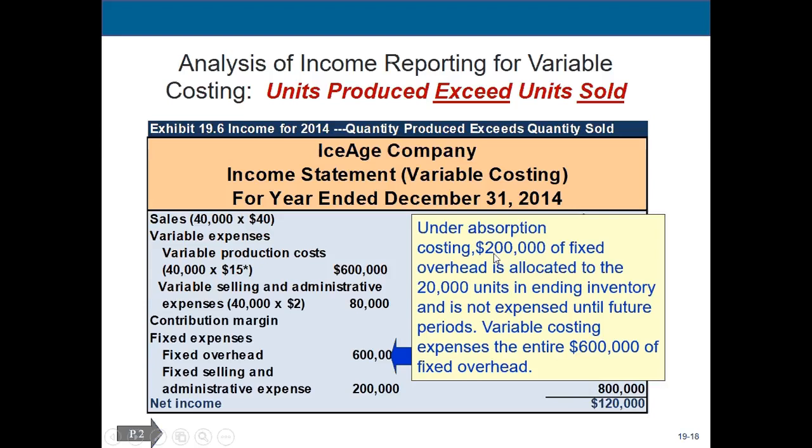Under absorption costing, the 200,000 of fixed overhead was allocated to ending inventory and not expensed. Here it was expensed. Under variable costing, that 20,000 units at $10 per unit, if we go back quite a few slides, fixed overhead came down to $10 per unit. It's the difference between the $25 a unit under absorption costing and the $15 per unit in variable costing. That $10 in variable costing is locked up right here in fixed overhead, and we're able to expense it. But under absorption costing, it's under cost of goods sold, and that $10 gets hidden in inventory.